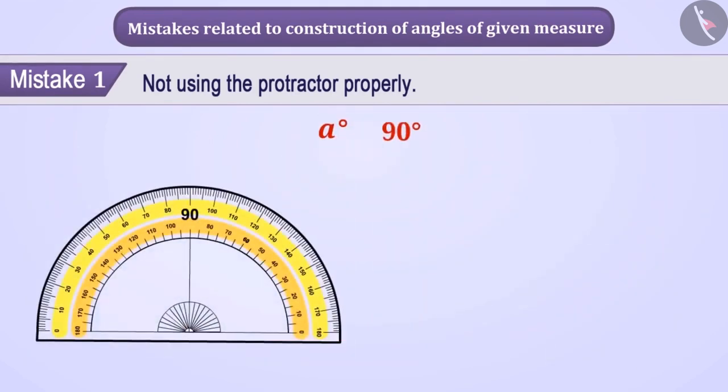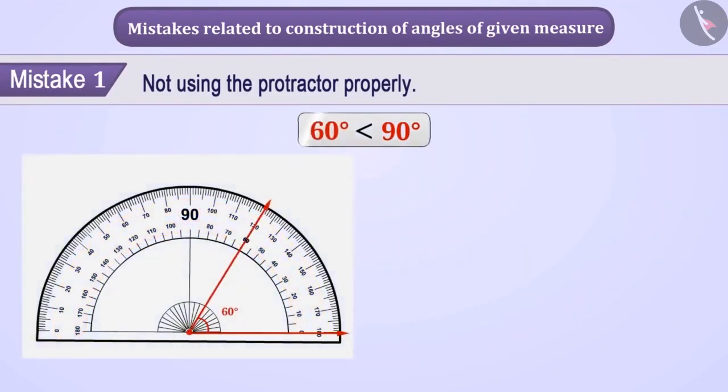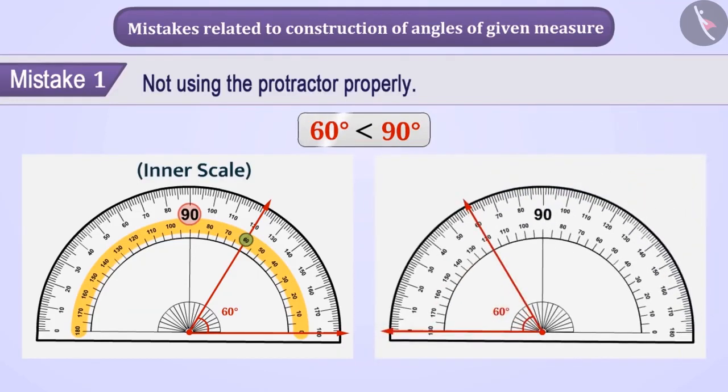If the given angle is smaller than 90 degrees, then we will choose a scale that shows an angle smaller than 90 degrees. Like here, we see that the angle will be smaller than 90 degrees. So we will choose the inner scale of the protractor because the inner scale shows an angle smaller than 90 degrees. Similarly, here we also see that the angle will be smaller than 90 degrees.